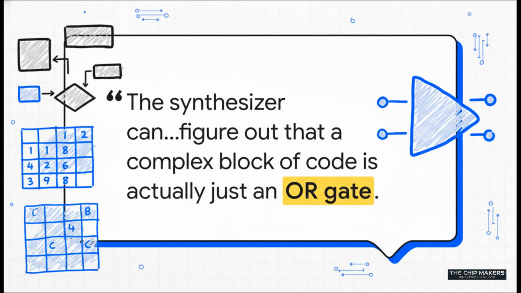Here is a perfect example of that power in action. A designer might write what looks like a really complex block of code, maybe with a bunch of nested if-else statements. For a person to simplify that, you'd have to draw a truth table or a Karnaugh map. It's a whole process. But the synthesis tool analyzes it in a fraction of a second and just goes, oh, wait, all this complicated stuff is really just a single, simple OR gate. That's the kind of intelligence we're talking about here.